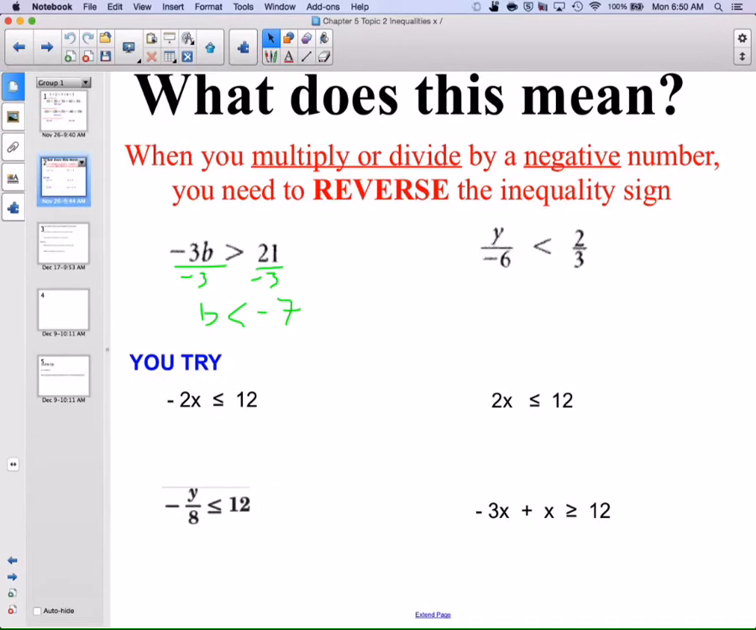Okay, looking at the one to the right, this is just like equations. We know we have to multiply both sides by negative 6. So notice we're multiplying by a negative. We're going to get y is greater than, remembering when we multiply fractions, it's across the top, across the bottom. Alright, I can reduce that a little bit. Y is greater than negative 4. So I'd like you guys to try doing some of those on the bottom. Remember, you only flip the sign if you multiply or divide by a negative.